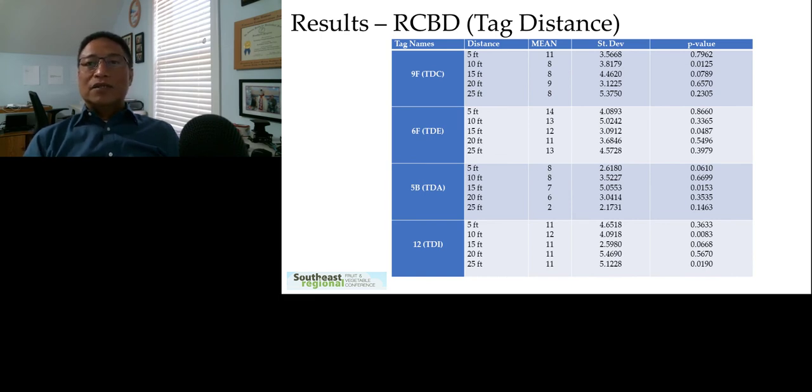The result of the RCBD distance table shows the standard deviations and the p-value of tags 9F, 6F, 5B, and 12. In each distance, tags were scanned in all 4 orientations, and the following tags generated a significant result: at 10 feet, both 6F and 5B at 15 feet, and tag 12 at 25 feet.